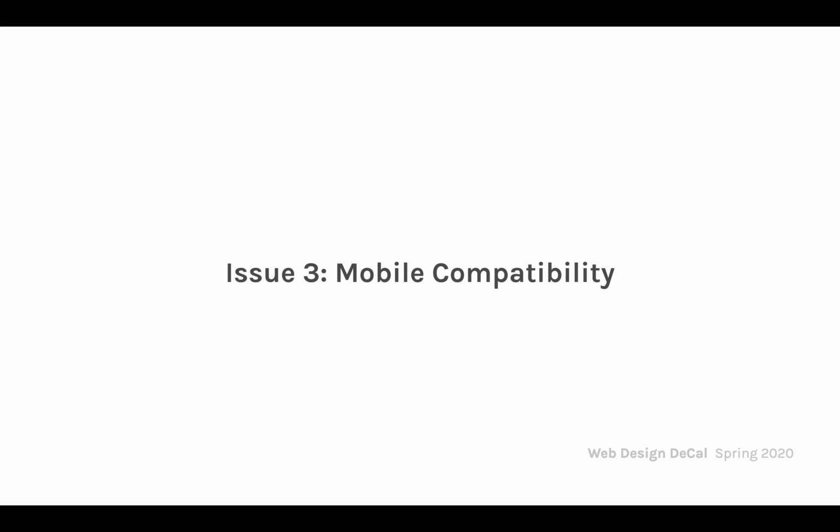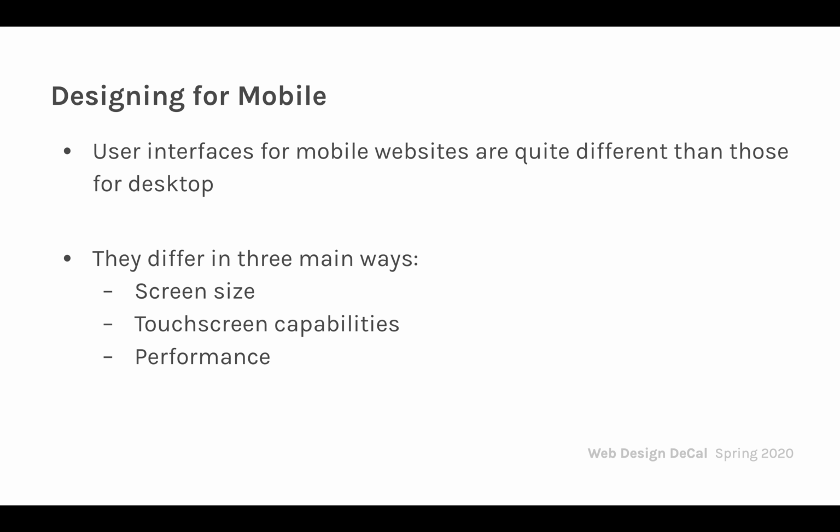So moving on to issue 3, we have the problem of mobile compatibility, right? Everything on your desktop is not necessarily going to look the same as it does on your phone. User interfaces for mobile websites are quite different than those for desktop, and they differ in three main ways. One, obviously, the screen size.